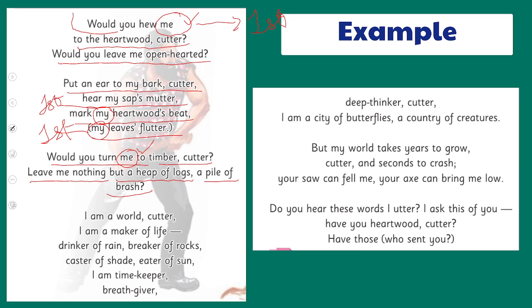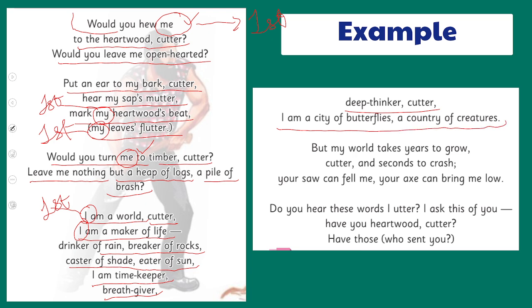So in the next stanza, what he is saying: "I am a world, cutter, I am a maker of life." So here the pronoun "I" also refers to the first person narrative. "Drinker of rain, breaker of rock, caster of shade, eater of sun. I am timekeeper, breath giver, deep thinker, cutter. I am a city of butterflies, a country of creatures." So here we have also observed the pronoun "I."